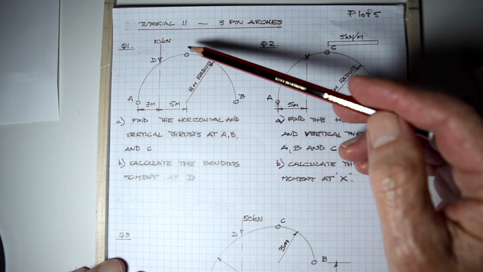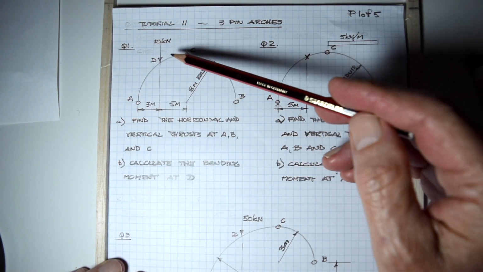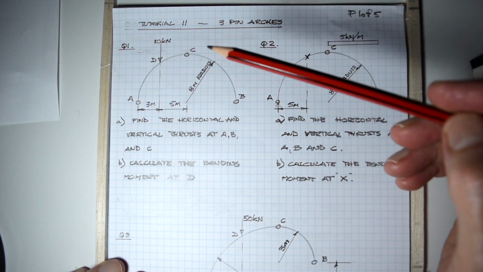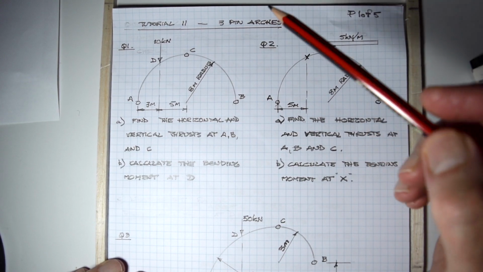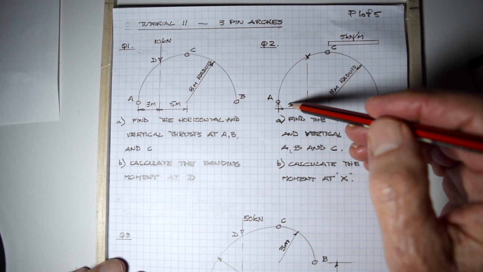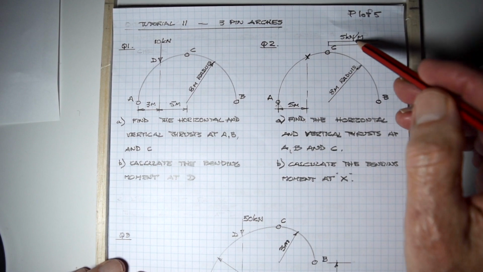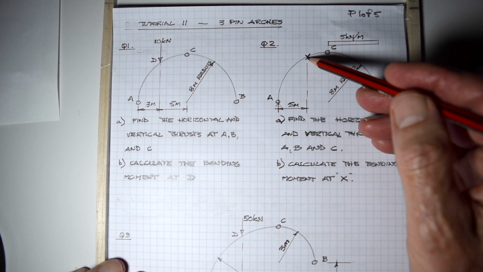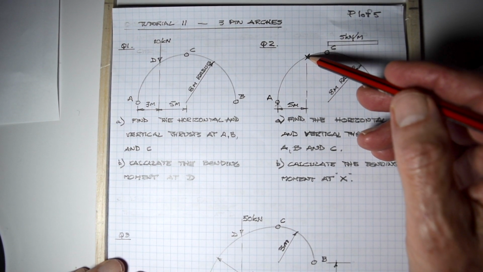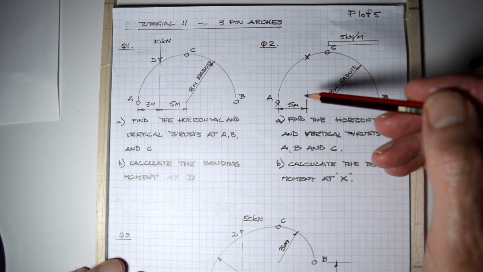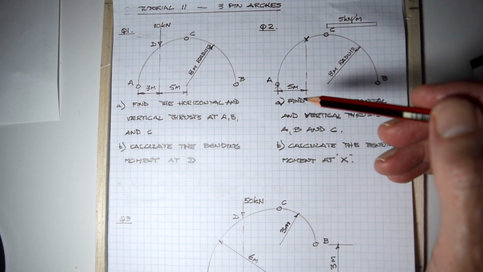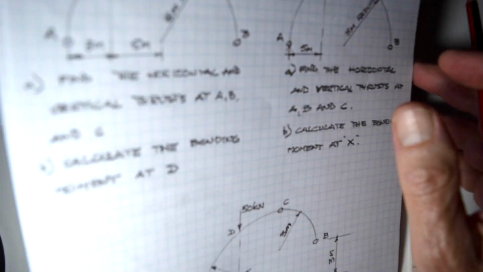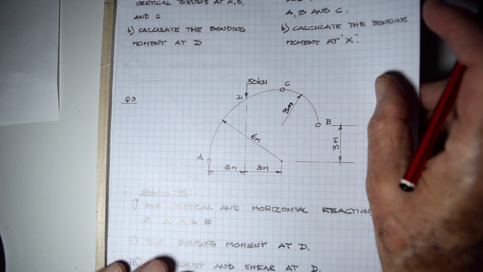The only difference is the load is on the left of C in this particular case. So if you know the method, it should be a cakewalk. This one here has a uniformly distributed load, and we want to find the bending moment at X. And this third one, which I'll come back to, is a bit more complicated.